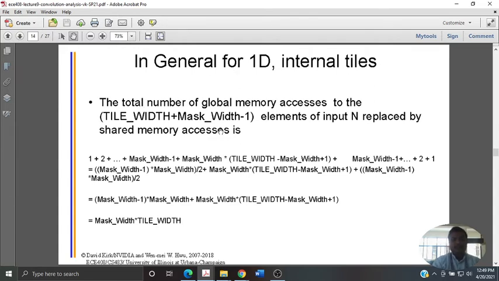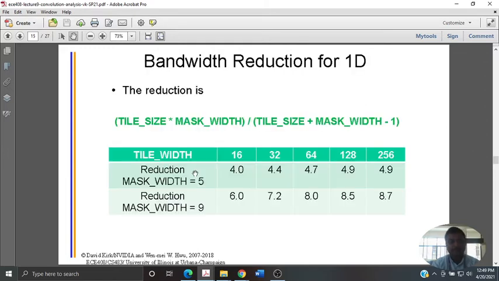So in general, the total number of global memory accesses to the tile width, again elements input, are replaced by shared memory accesses, and this is again generalizing this formula 1 plus 2 plus 3, whatever was showcased, the same stuff. Now once you do this n into n plus 1, so the computations, ultimately it ends up in mask width into tile width. So it is some kind of empirical derivation as such. So you make it, then generalize it, so derive that formula for that.